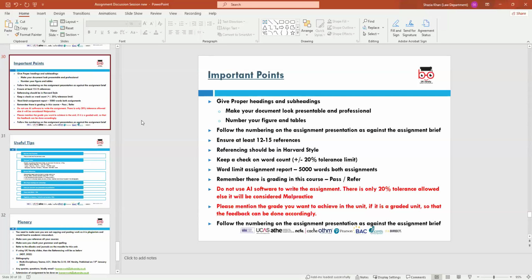Below that, the word count for both assignments, assignment 1 and assignment 2, is 5,000 words. Make sure, again, there is 20% tolerance, and that you identify what grade you want to achieve when you submit the assignment.